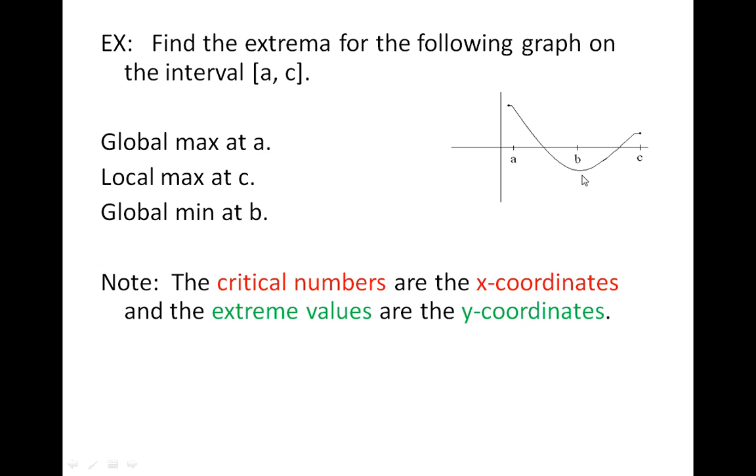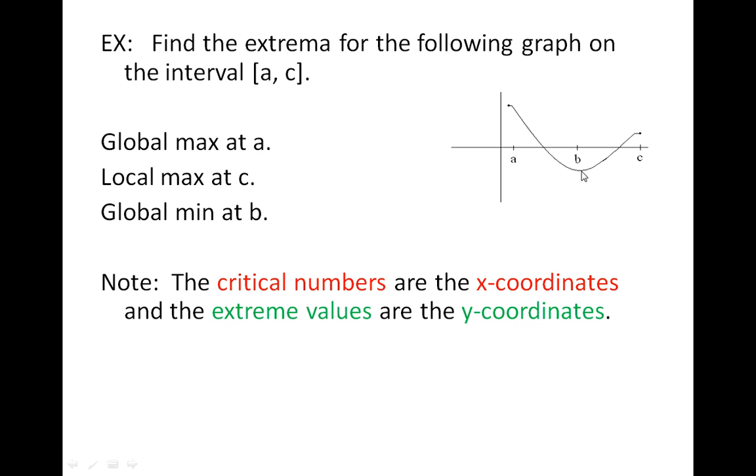Over here, B, that is the lowest point overall, so that is actually not just a local min, but a global min at B. Okay, other vocab words. So we've been talking about extreme values. I mentioned already that that's the y-coordinates that we're looking for, but we also have critical numbers, and those would be the x-coordinates.